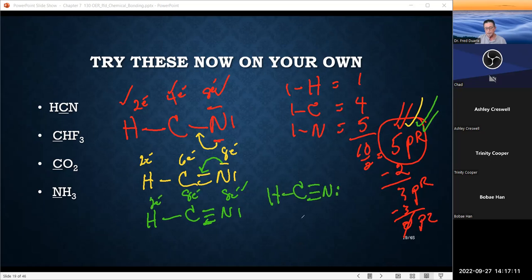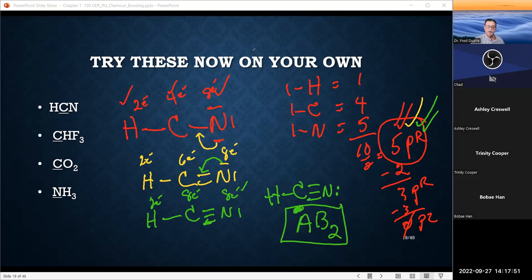Okay, my general formula would be A for the carbon and B2, because I only have a hydrogen and a nitrogen bonded to the central atom. B can be the same element or they could be different. Makes no difference. Here they're different, but nevertheless, there's 2 atoms bonded to the central atom. So our general formula is AB2. There's no E because there's no lone pair on the central atom. So that is our general formula for HCN, AB2.